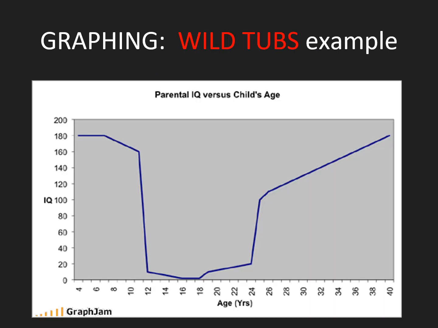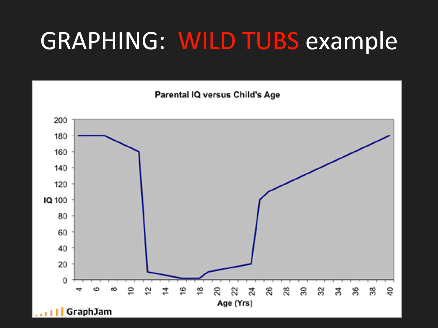But let's look at a WILD TUBS graph example. So looking at this right away, we can see what it's about, see what's going on. In this case, it's parental IQ versus child's age. I might change the title somewhat to say this is the child's perception of parental IQ versus the child's age. As we can see, when the child's age is very young, 4 to 10 years, the parental IQ is very high. When you're little, you think your parents are pretty smart, know everything.